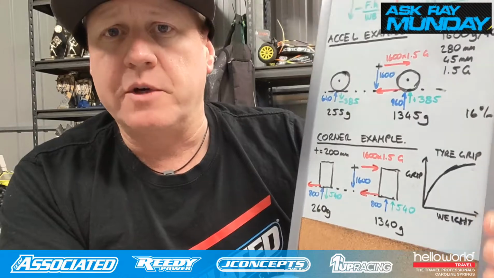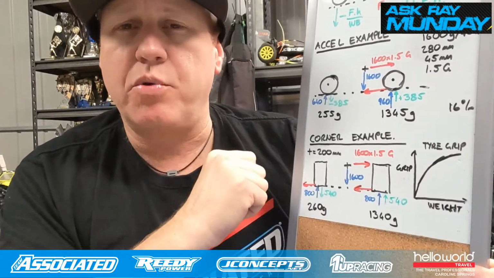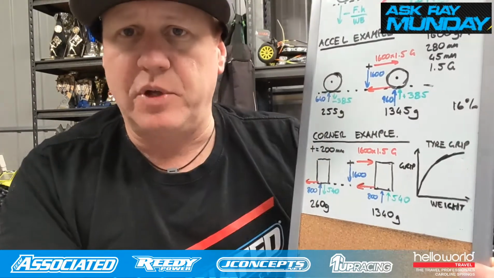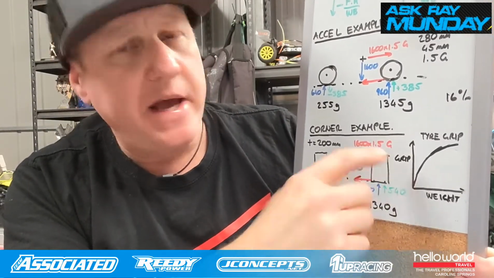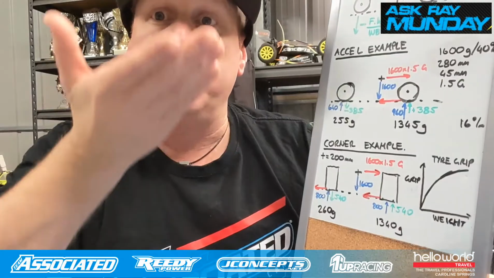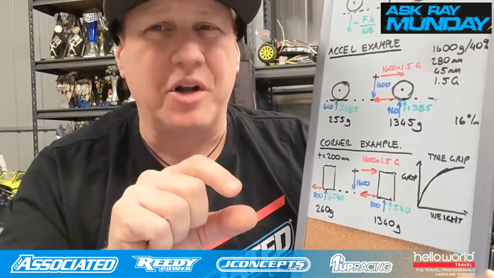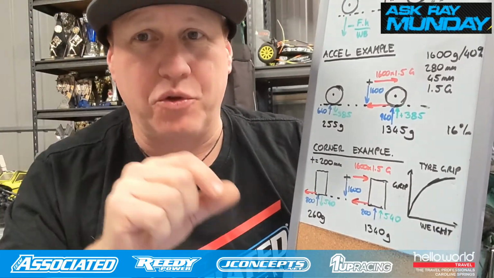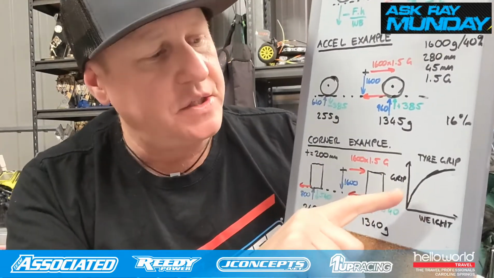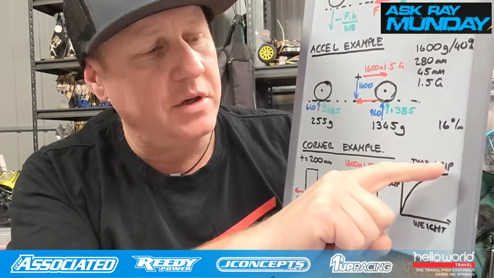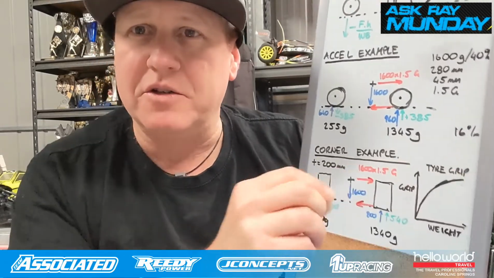Now, before I go too much further, I want to explain one little extra point about tire traction that I didn't explain in my first video. The amount of traction you have on a tire goes up as you put weight onto the tire, but it doesn't go up quite as much as you put the weight on. So it's not 100% linear. What I mean by that is as you start to put more weight on, the grip goes up, but not quite as much.